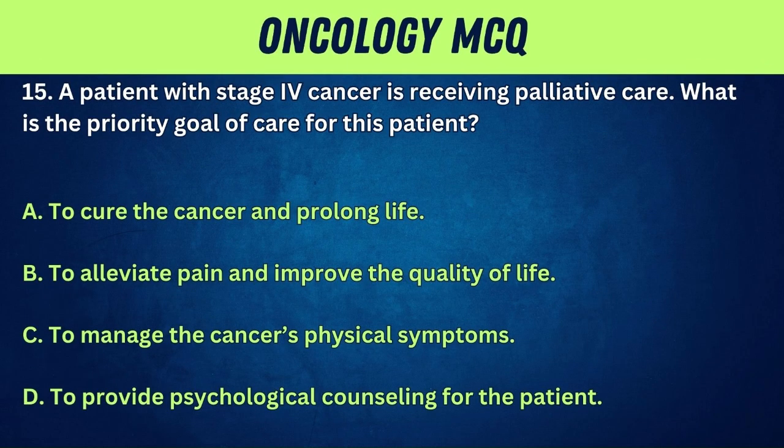15. A patient with stage 4 cancer is receiving palliative care. What is the priority goal of care for this patient? A. To cure the cancer and prolong life. B. To alleviate pain and improve the quality of life. C. To manage the cancer's physical symptoms. D. To provide psychological counseling for the patient.